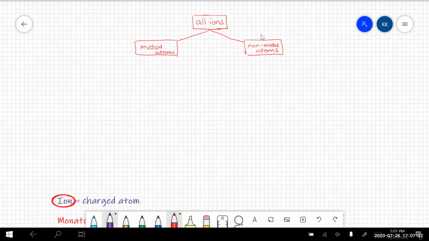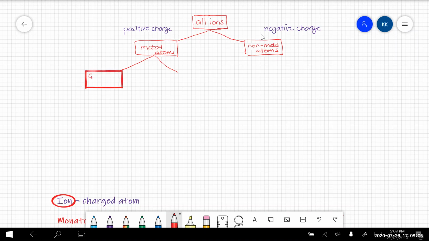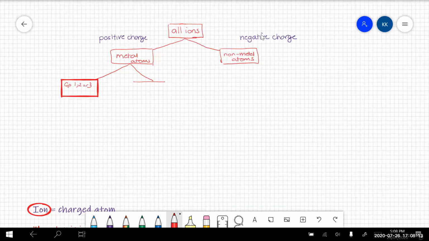The reason we need to decide that is that this tells us about the charge. So metal ions have a positive charge, and ions containing non-metals have a negative charge. That's the first thing. After that, if we're looking at metals, we need to know whether the metal in question is in group 1, 2, or 3. Or whether it's a transition metal ion.